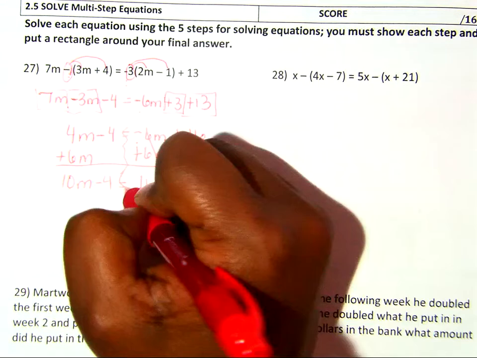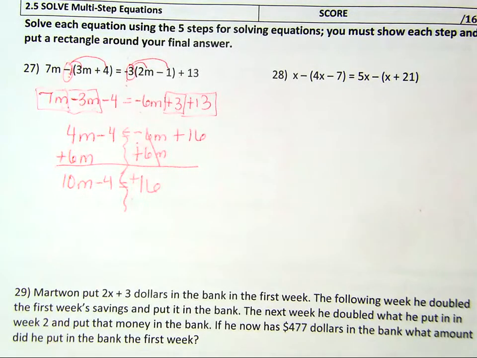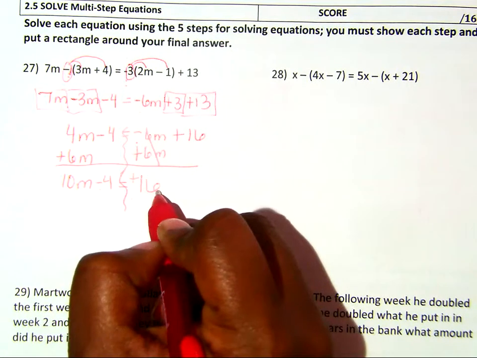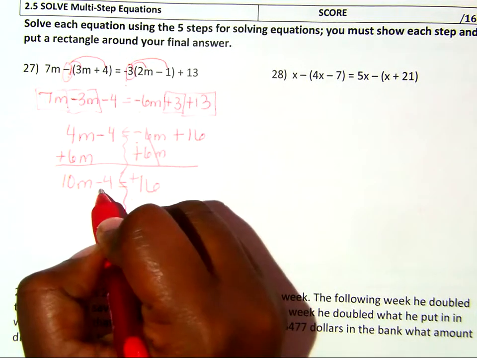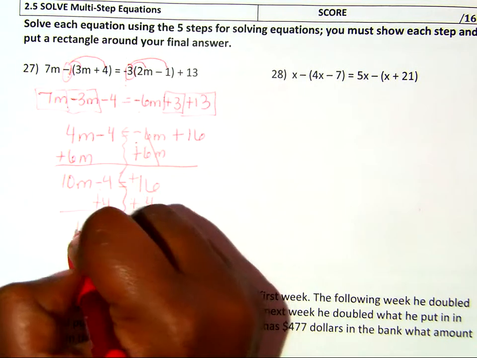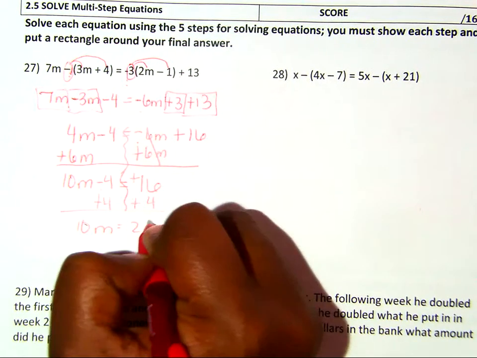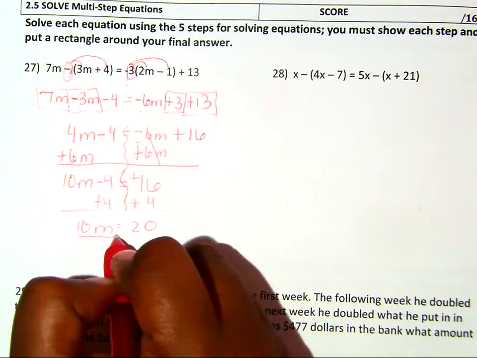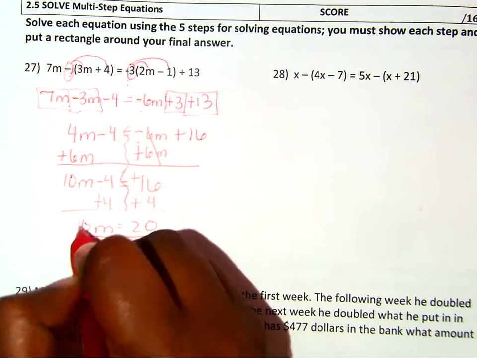I want to move my -4 over here because these are like terms. The opposite of -4 is plus 4. And 4 to both sides. 10m equals 20. I have to divide by my coefficient next to my m, so divide both sides by 10. The 10s cancel. M equals 2.